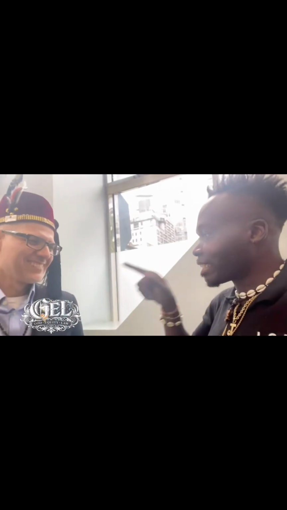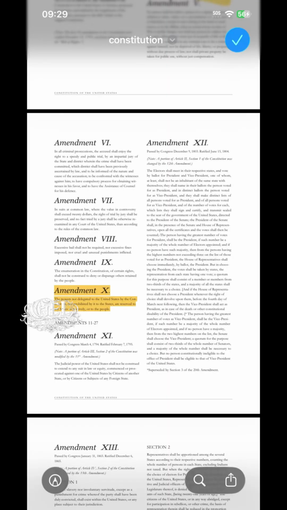I'm gonna stick on that same thought. What does the 10th Amendment talk about? That one I forgot. You got that one? The 10th Amendment basically says the powers not delegated to the federal government are reserved to the states and to the people.